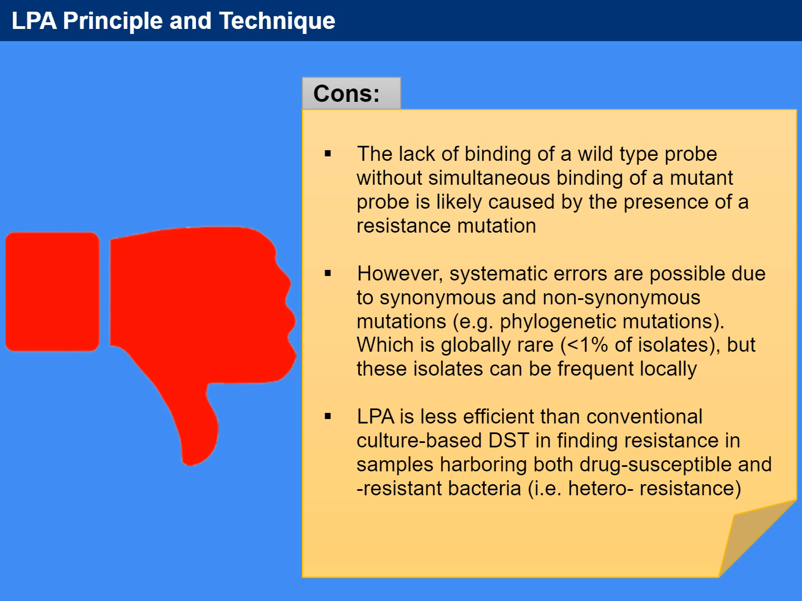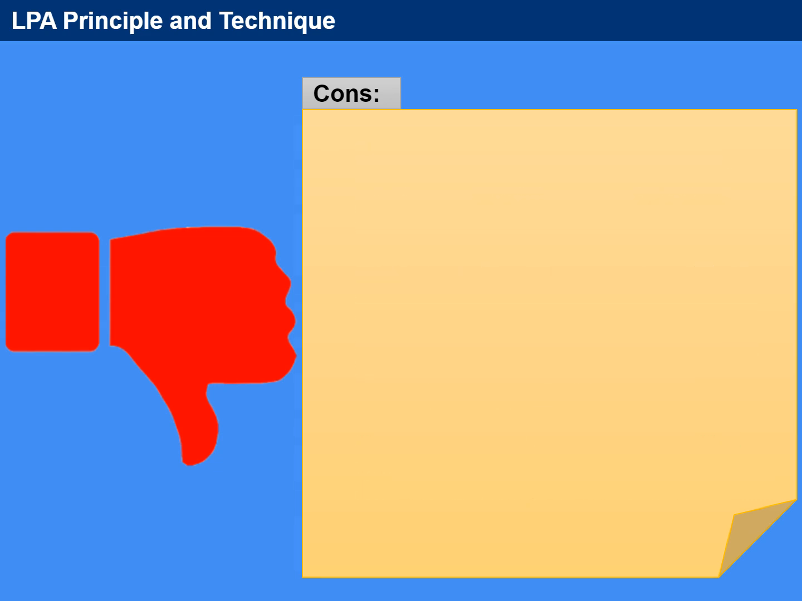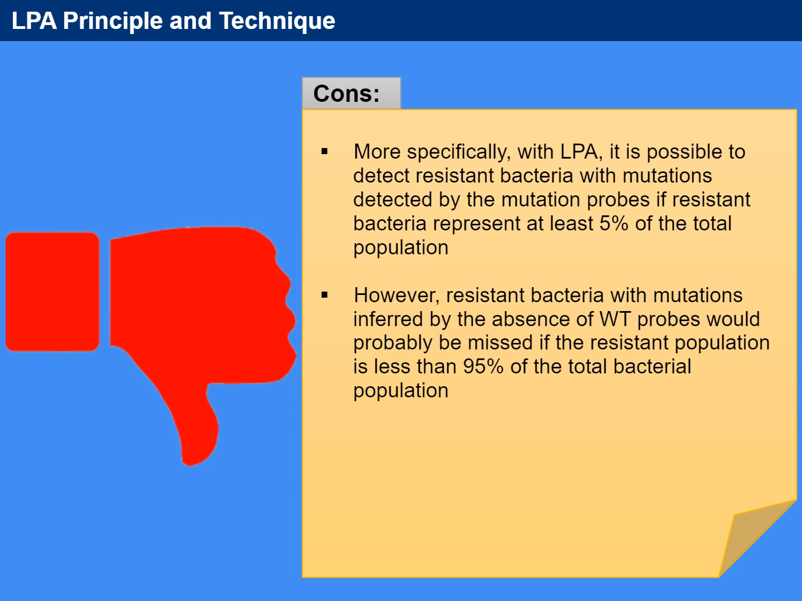but these isolates can be frequent locally. LPA is less efficient than conventional culture-based DST in finding resistance in samples harboring both drug-susceptible and resistant bacteria, that is, heteroresistance. More specifically, with LPA, it is possible to detect resistant bacteria with mutations detected by the mutation probes if resistant bacteria represent at least 5% of the total population. However, resistant bacteria with mutations inferred by the absence of wild-type probes would probably be missed if the resistant population is less than 95% of the total bacterial population.